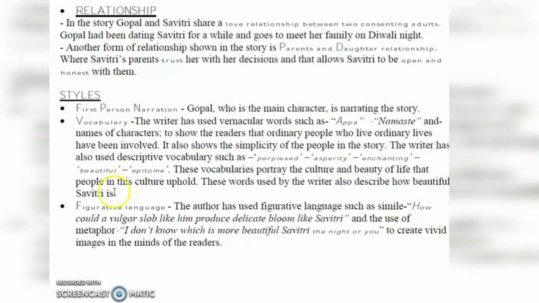Next is figurative language. Now the author has used figurative language such as simile. Remember simile, guys? Students, please, these are the very basic figures of speech. Simile is comparing two things with the use of like or as. So in our story we have, how could a vulgar slob like produce a delicate bloom like Savitri? So this is Gopal comparing the vulgar slob, Appa, or Savitri's father, and he's trying to say, how can someone so beautiful come from a vulgar? Vulgar is someone who's rude, and slob is someone who's dirty with their mannerisms, who don't really have good manners, especially table manners.